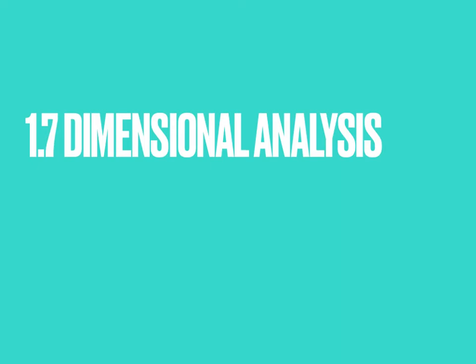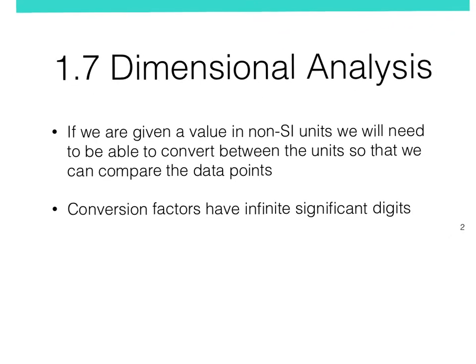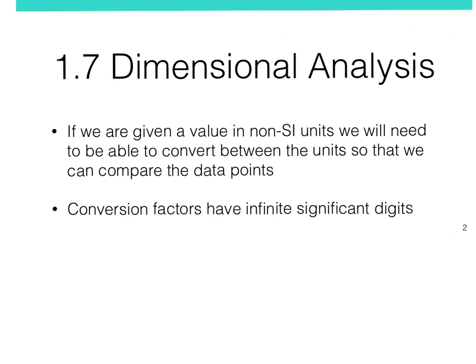In this video, we're going to look at dimensional analysis. So what is dimensional analysis? If we're given a value in non-SI units, we want to be able to convert between the units. Basically, we want to take the ability to weigh something out, such as a sample. If we have 12 grams, we could convert that to kilograms, or we could convert that to ounces. And so we can take any given value and convert it to any other value that we're interested in.